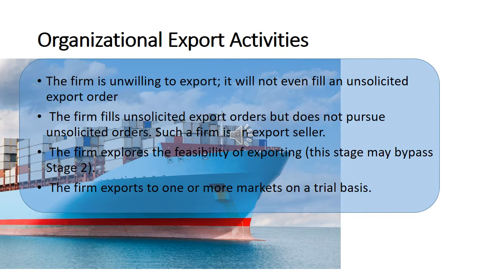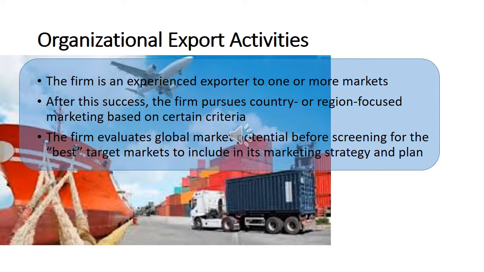Then, the firm explores the feasibility of exporting. This step may pass stage 2. And the last, the firm exports to one or more markets on a trial basis. The next organizational export activity is that the firm is an experienced exporter to one or more markets. After this success, the firm pursues country or region-focused marketing based on certain criteria, and then the firm evaluates global market potential before screening for the best target market to include in its market strategy and plan.